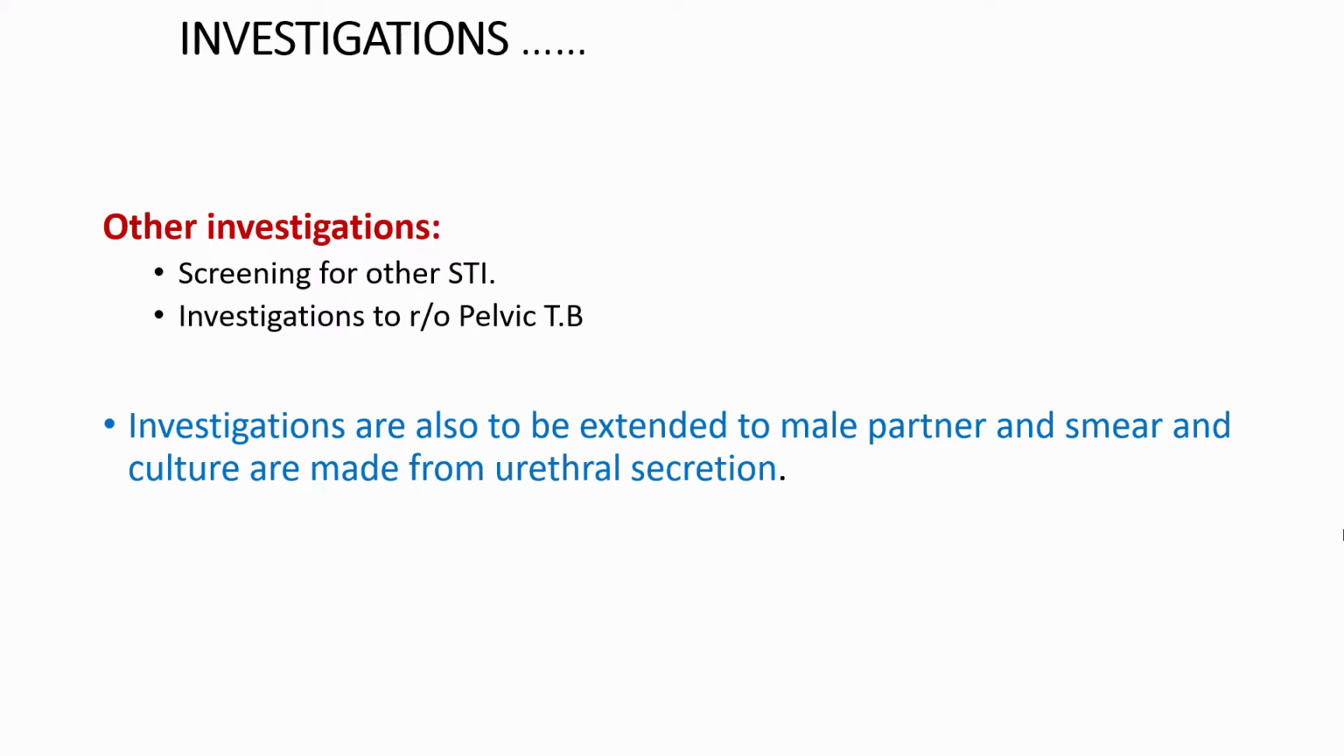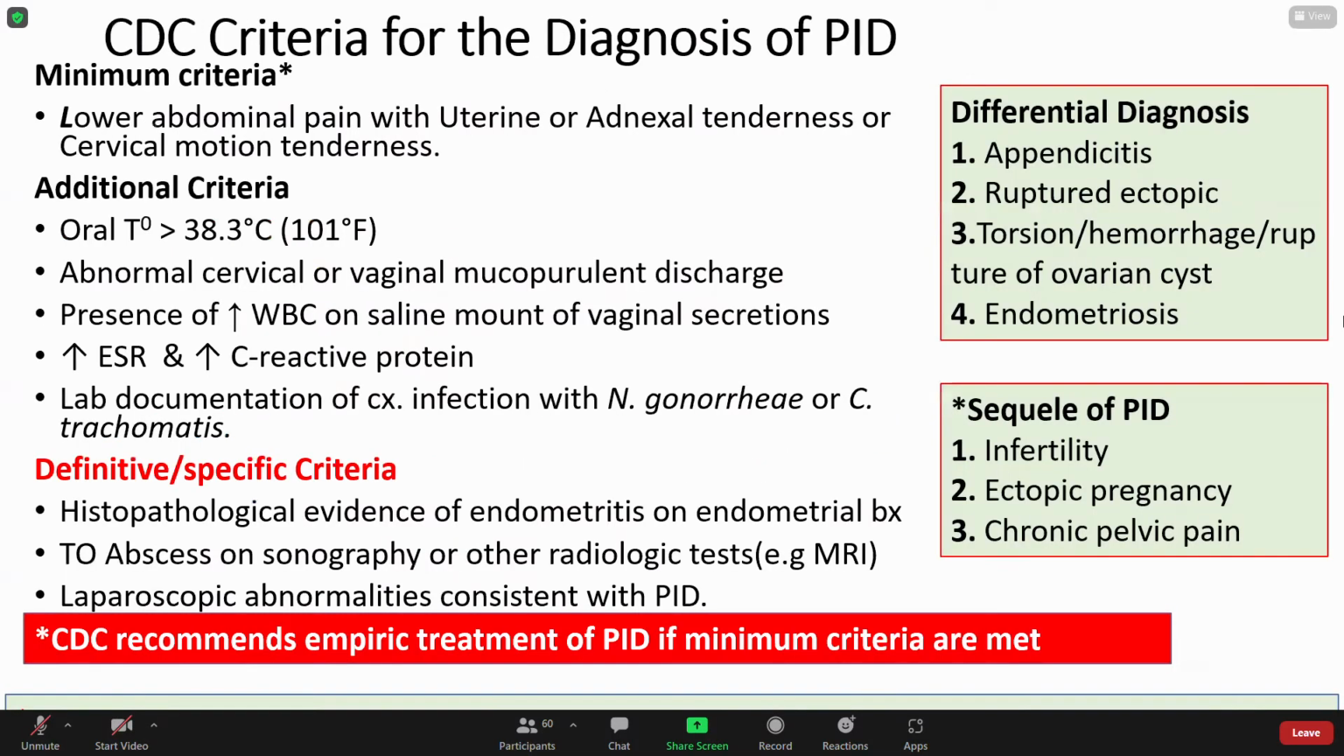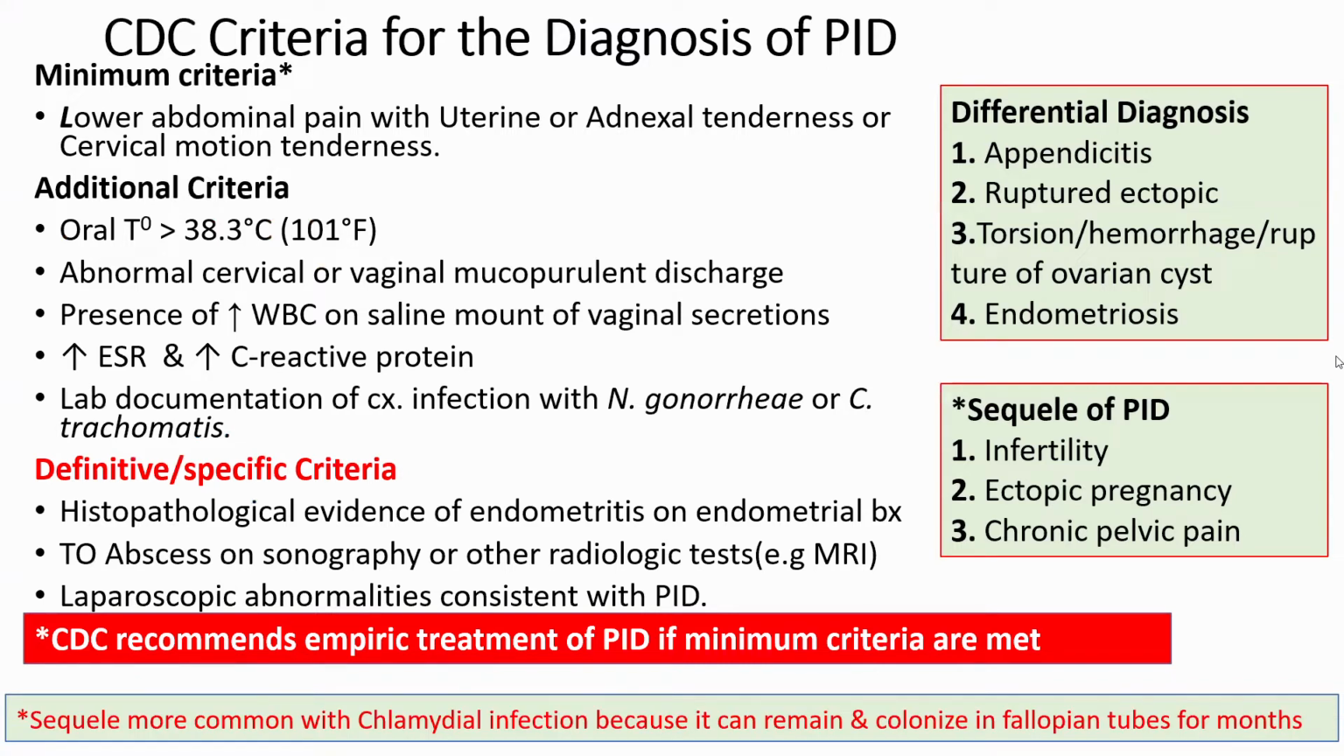Okay, so regarding the minimal criteria, it means you should have a very low threshold for treatment. It doesn't mean that you shouldn't rule out all the differential diagnoses. Always, if the patient came with acute PID, you have to rule out appendicitis, ruptured ectopic, torsion of the ovarian cyst, as well as endometriosis. Okay, so there are diagnostic tools to rule these out.